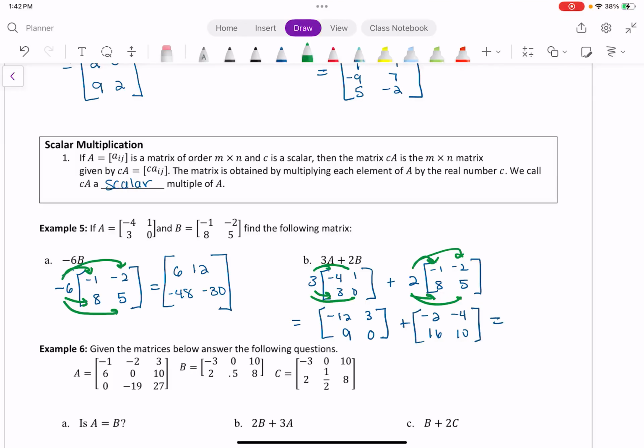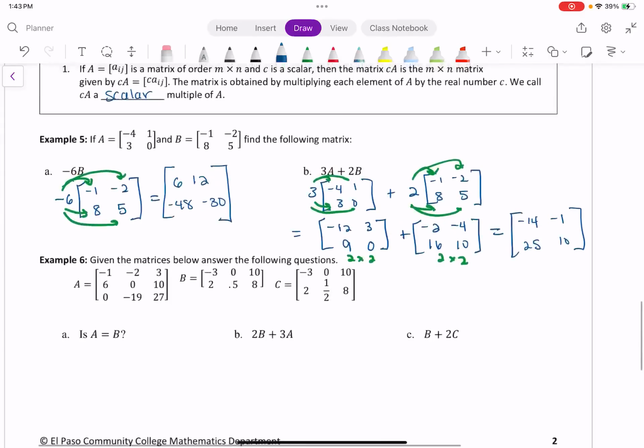Now we can add. I'm going to make sure that I have the same order. Let's put these corresponding elements together. Negative 12 plus negative 2 gives us negative 14. Don't forget your brackets. 3 plus negative 4. 9 plus 16. And 0 plus 10.